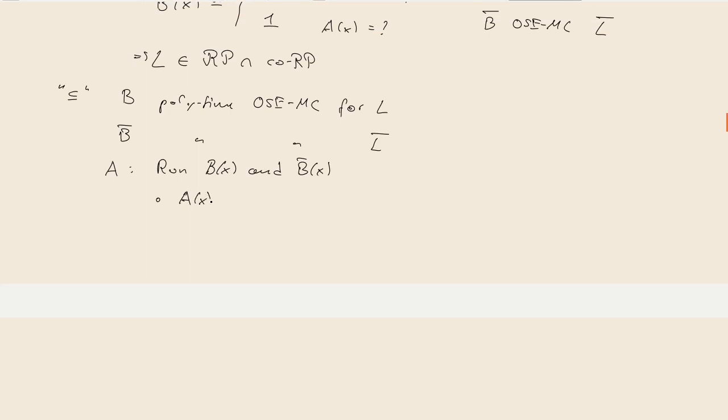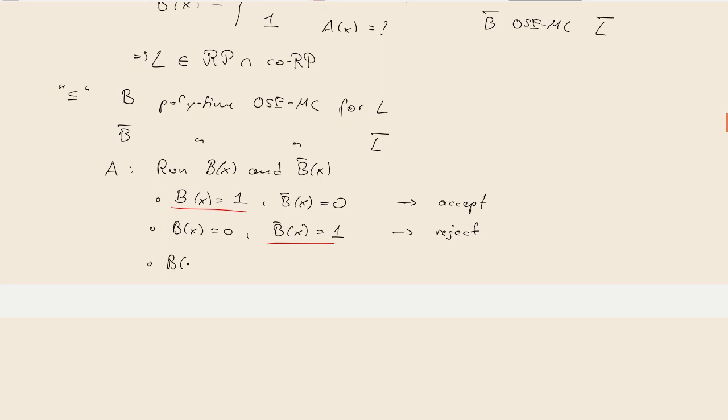So if B says 1, that means B says, I'm sure this word is in the language, so this must be correct, then we can accept. And symmetrically, if B bar says, I'm very sure that this is not in the language, then we can believe this one and reject the input. Whereas if both agree that it might or might not be in the language, so B says, I think it's not in the language, and B bar says, I think it's not in the complement, then we actually don't know, so we return question mark.